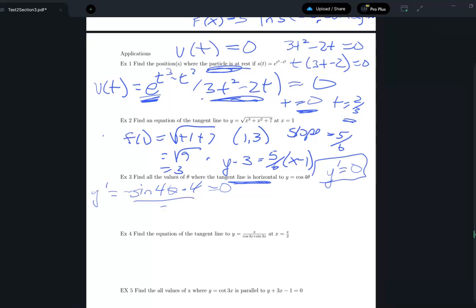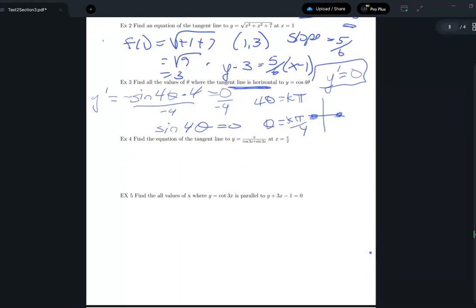So you can see I can divide both sides by -4, right? So I end up just getting sine of 4 theta is 0. So thinking on your unit circle, it's going to be 0 or pi, that the sine of the angle will be 0. So I can say that this 4 theta is equal to k pi. So the answer will be k pi over 4. Let me stop here.